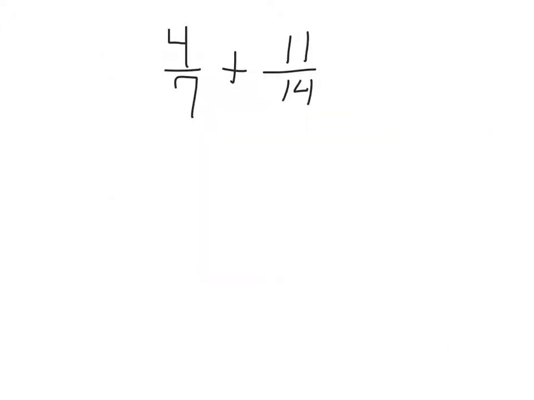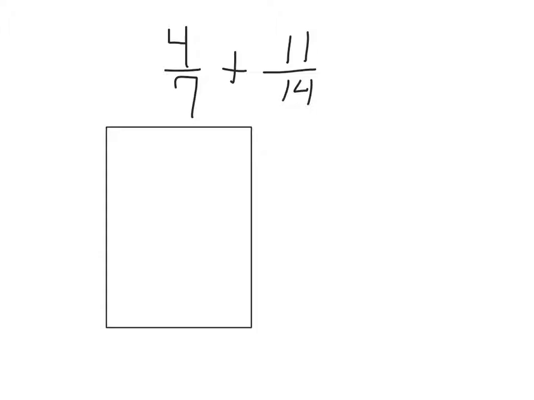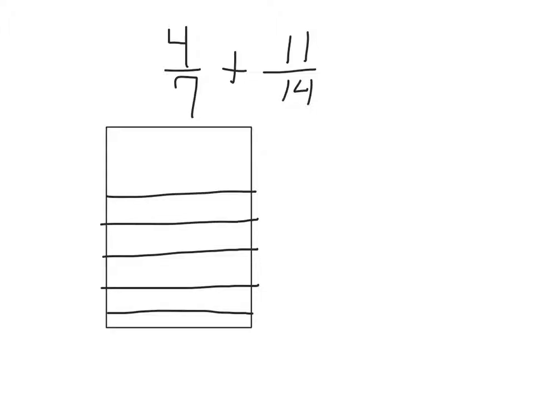Here we are back again. Hey, this problem is 4/7 plus 11/14. And the first thing I want to do is go ahead and create a fraction box, right? If I want to make sevenths, that means I got to draw 6 lines here. So I'm going to go 1, 2, 3, 4, 5, and 6 lines. Should give me 7 parts: 1, 2, 3, 4, 5, 6, and 7. Fantastic.